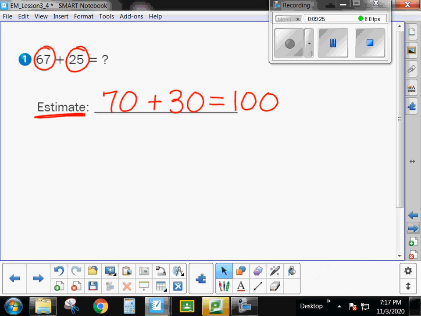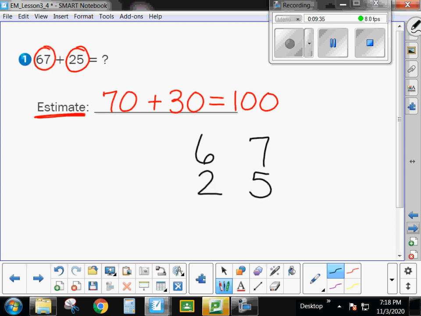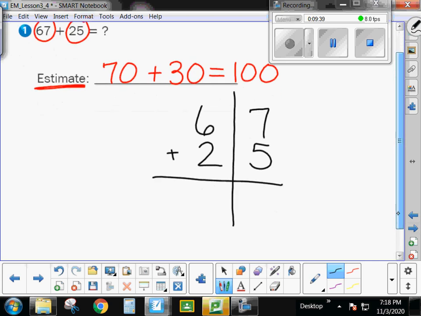Let's go ahead and rewrite the problem vertically. So go ahead and write 67. Remember, leave a nice big space here, plus 25. And let's go ahead and draw our column down.